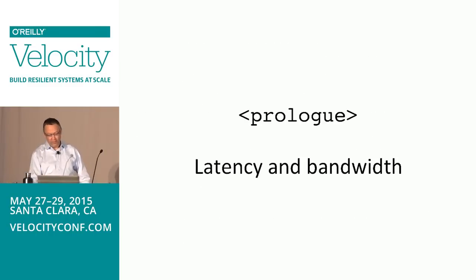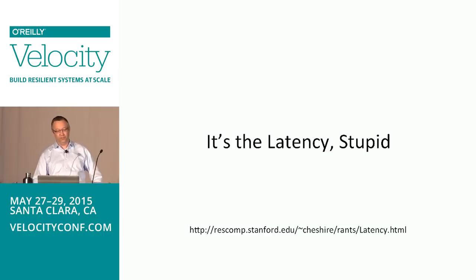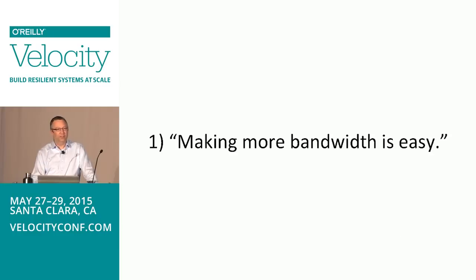So away we go. We begin in 1996 when this person, Stuart Cheshire, wrote a famous paper called "It's the Latency Stupid." So this paper starts with 2 observations, the first of which is that making more bandwidth is easy.